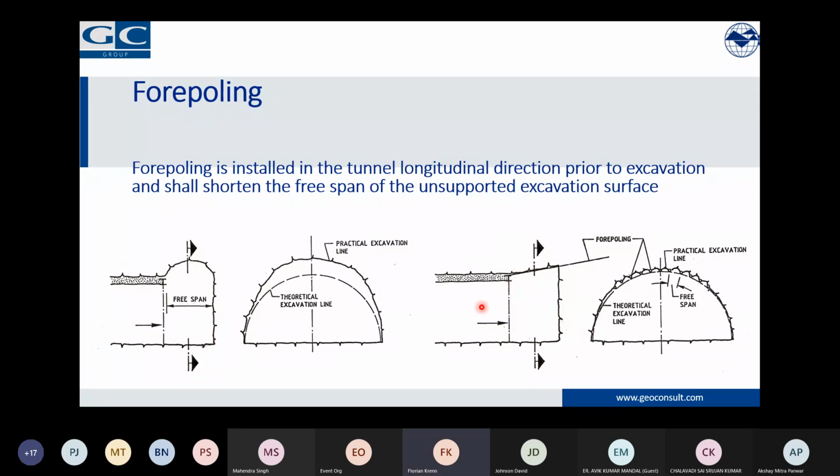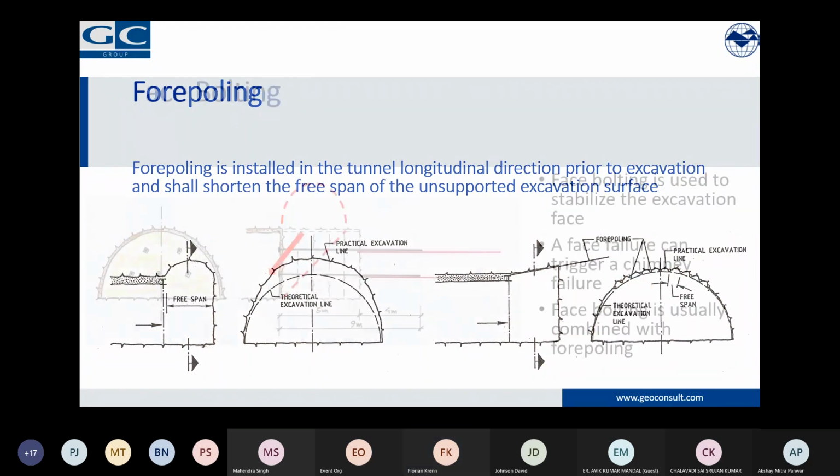Now with the forepoling, I have a geometrical confinement, and the free span, which was earlier in this direction, is now translated to be the free span between the forepoles. And the overbreak will be much less.